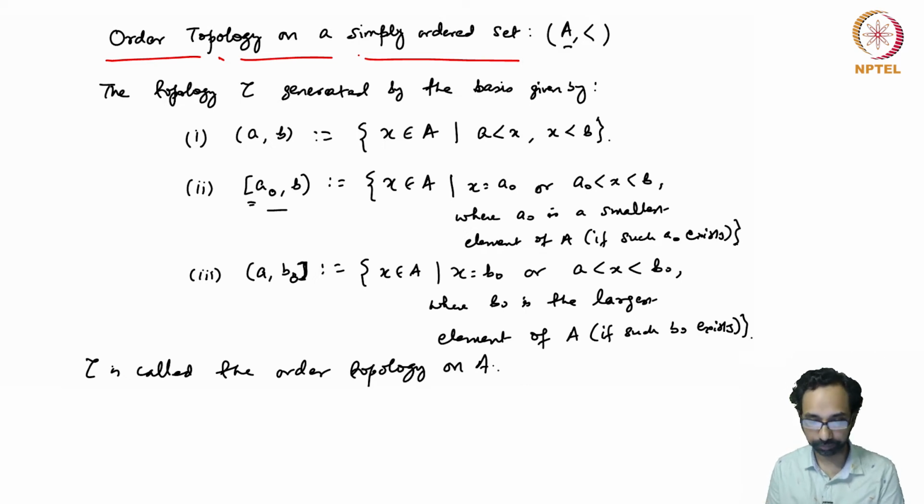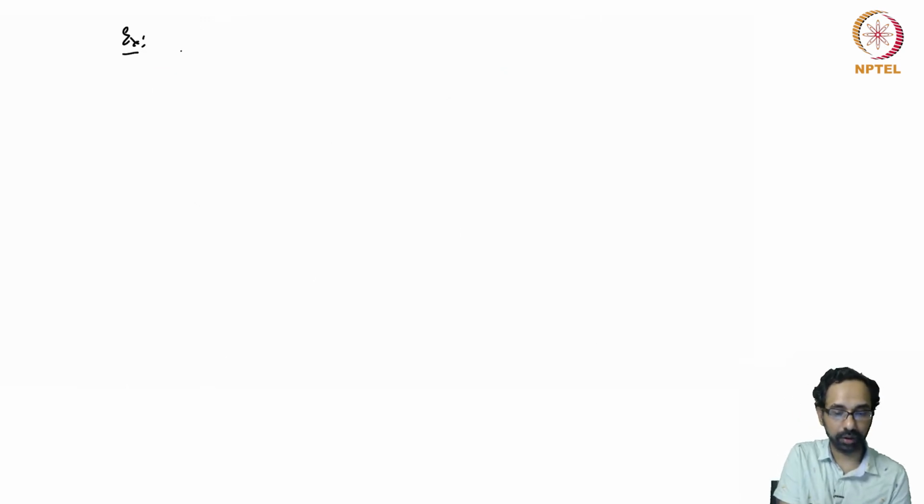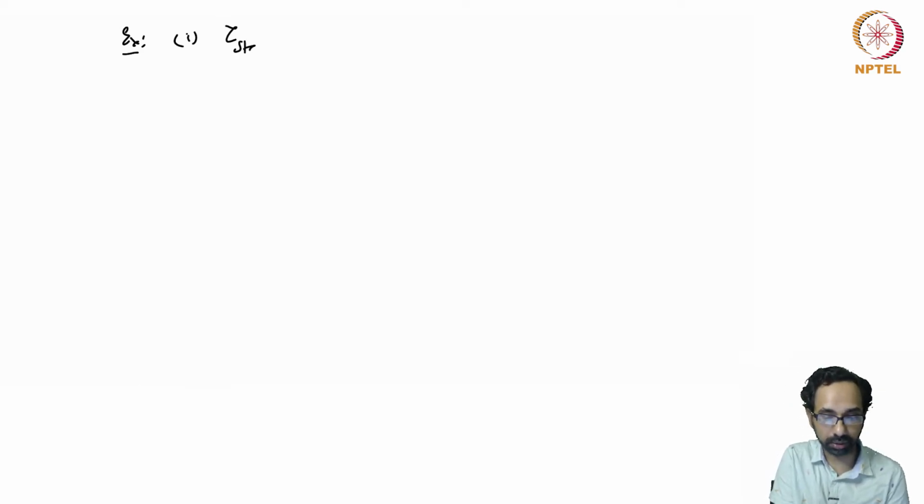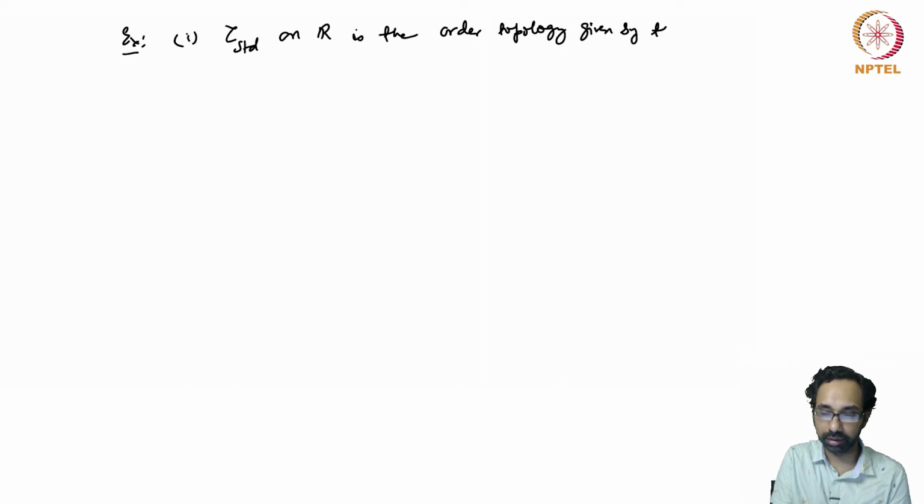Now we have already seen an example of the order topology on R, and this is precisely the standard topology. So the tau standard on R is the order topology given by the strictly less than relation.